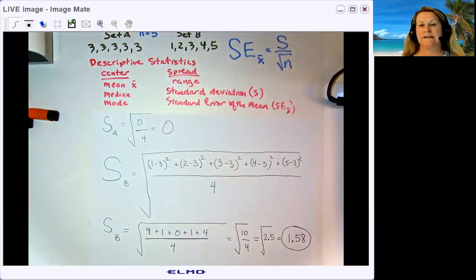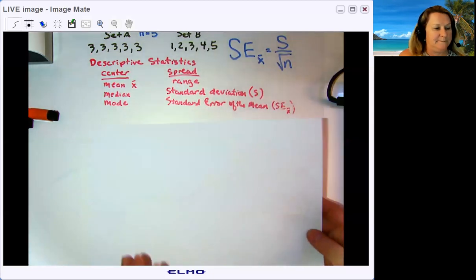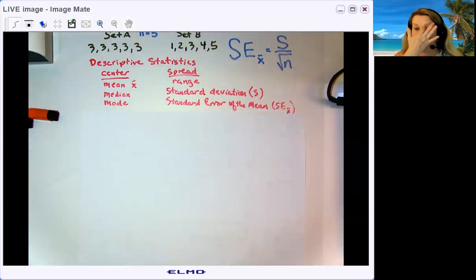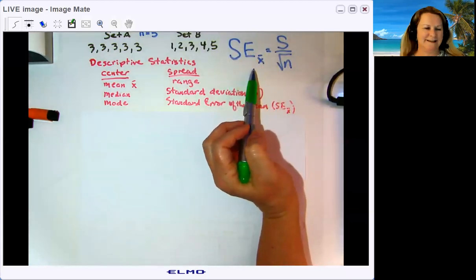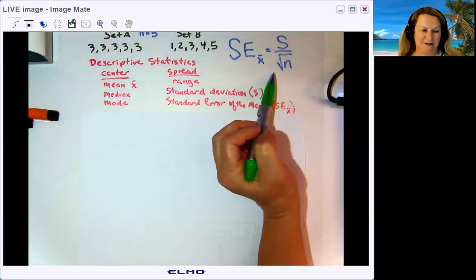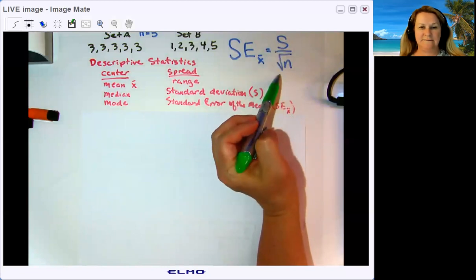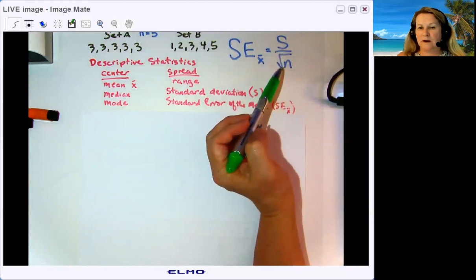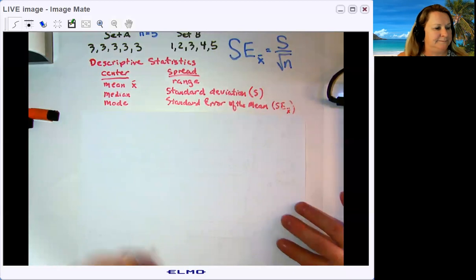Now in this video, we're going to take it to the next step and talk about standard error of the mean and how we use that in our graphs to make what are called 95% confidence intervals. So let me flip this piece of paper over here. Okay. Now, the formula for standard error of the mean is actually a much easier calculation than the formula for standard deviation. Standard error of the mean is simply the standard deviation divided by the square root of n, which is the number of members in that data set.